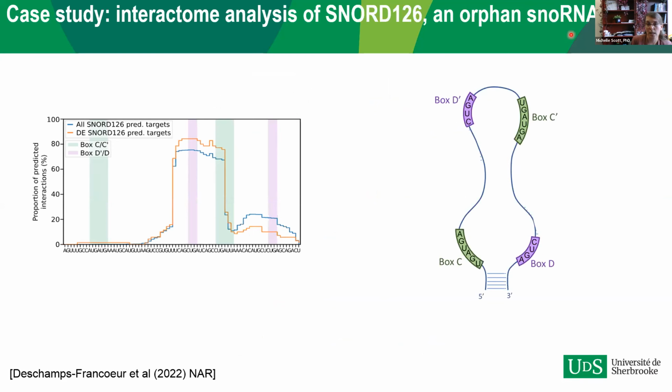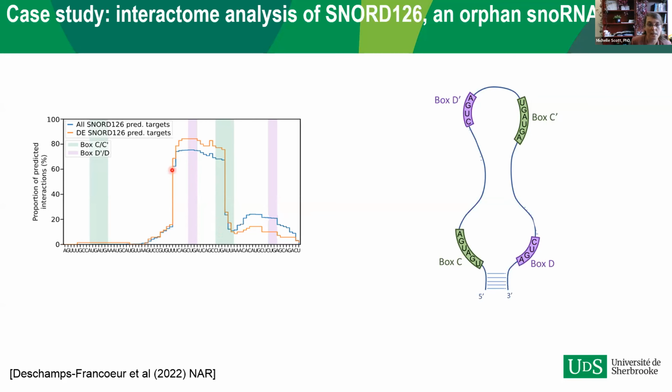It's an orphan snoRNA, which is the term used to characterize snoRNAs that are not known to be involved in canonical interactions with ribosomal RNA and snRNA. We investigated it in a collaboration with Sherif Abou Elela's group, and we obtained interesting observations. Here we're looking at the snoRNA sequence from its 5' to its 3', and these are the regions that were predicted by SnoGloBe to be involved in the interactions transcriptome-wide.